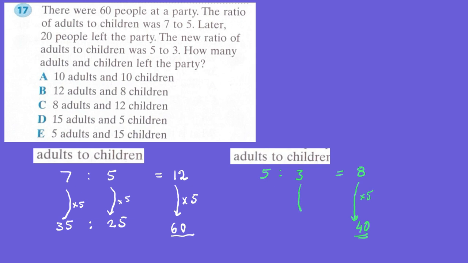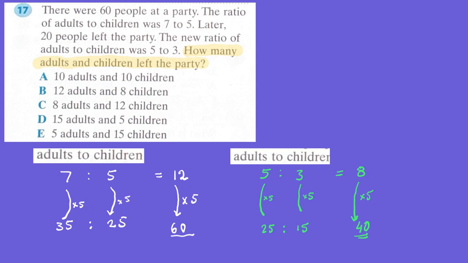So therefore, let's multiply the number of children by 5, and we'll know that there were 15 children. And if we multiply the adults by 5 too, then that means that there were now 25 adults. So we've got a new ratio of 25 adults and 15 children. The question that we want to ask ourselves is, how many adults and children left the party? Not how many adults and children there were left, but how many left the party. That's the big question.